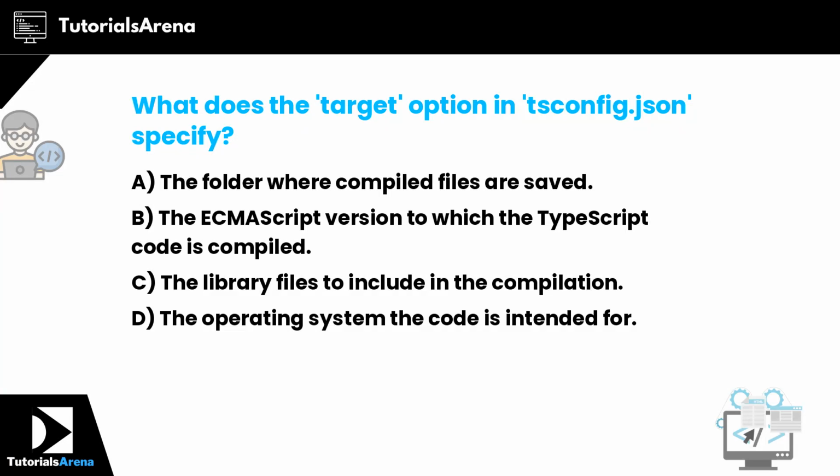What does the target option in tsconfig.json specify? The correct answer is option B, the ECMAScript version to which the TypeScript code is compiled.